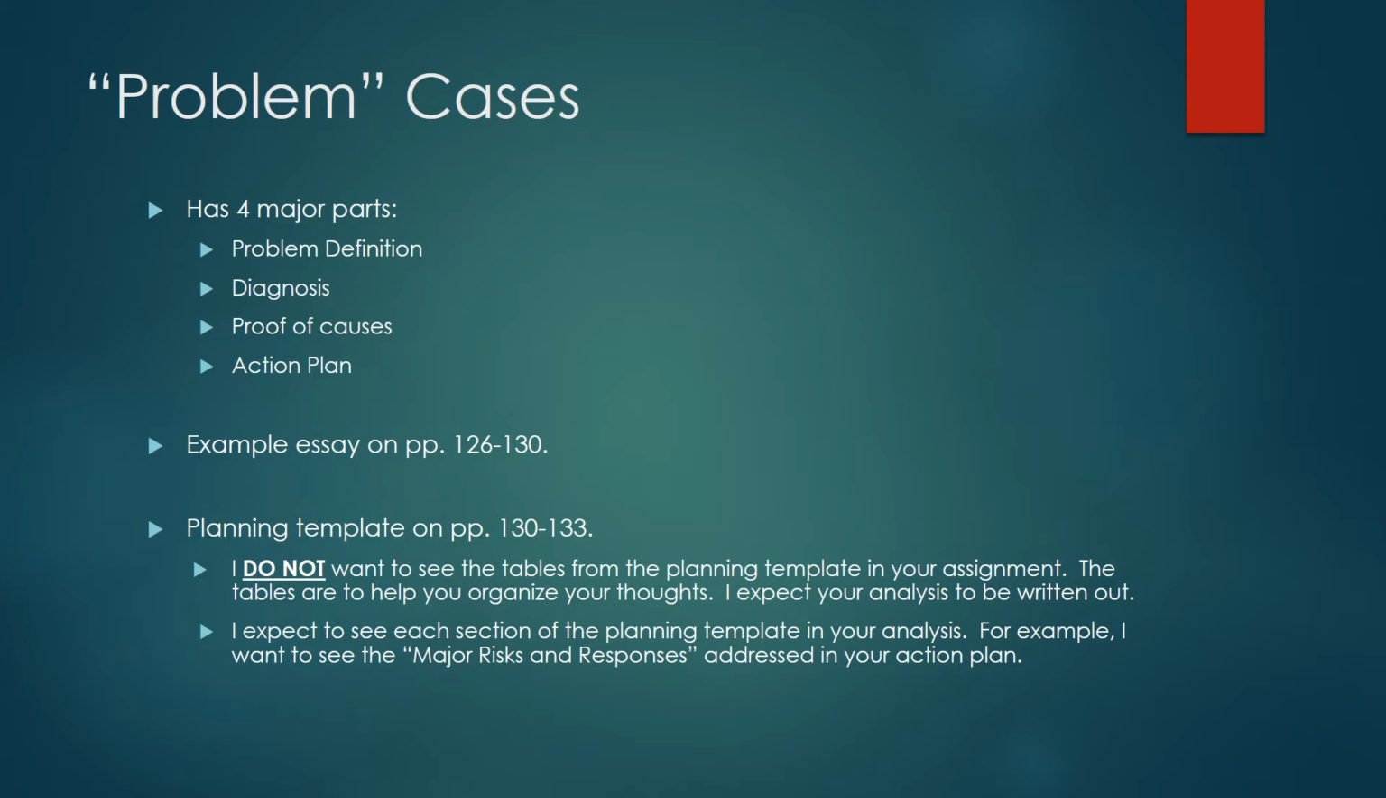The first type of case we're going to look at is the problem cases. So the problem cases have four major parts in their analysis. Those parts are the problem definition, the diagnosis, proof of causes, and the action plan. Now I'm not going to go into detail on these major parts because that's what our textbook does for you. It describes all of those in depth.